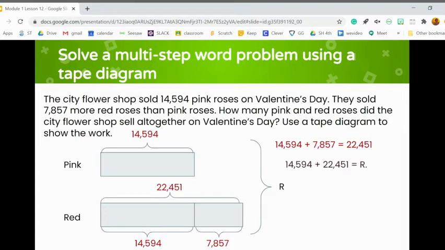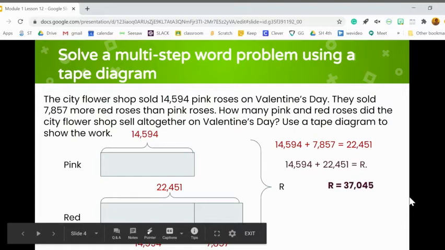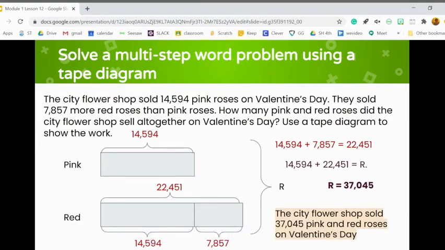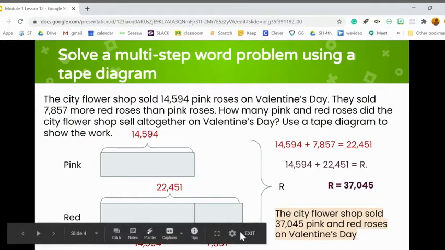Now, if we want to find out how much R equals, we're going to add those two together. So 14,594 pink plus 22,451 red is going to give me the total number of roses. So I'm going to take a second and add those two numbers together. My total number of roses is 37,045. So if I wanted to write a statement for that, I would say the City Flower Shop sold 37,045 pink and red roses on Valentine's Day.